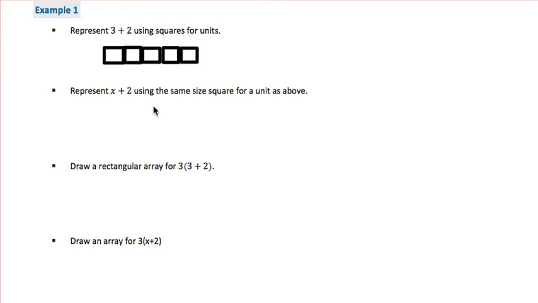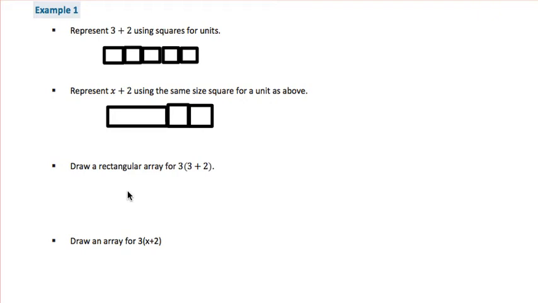Taking that same concept, we're going to now represent x plus 2 using the same size square for a unit as above. So in this case then, x is some amount, and then 2 more. So we notice in the x portion, we don't have that divided because we don't really know how much that is. But we do know that the 2 are going to be added to whatever that number is.